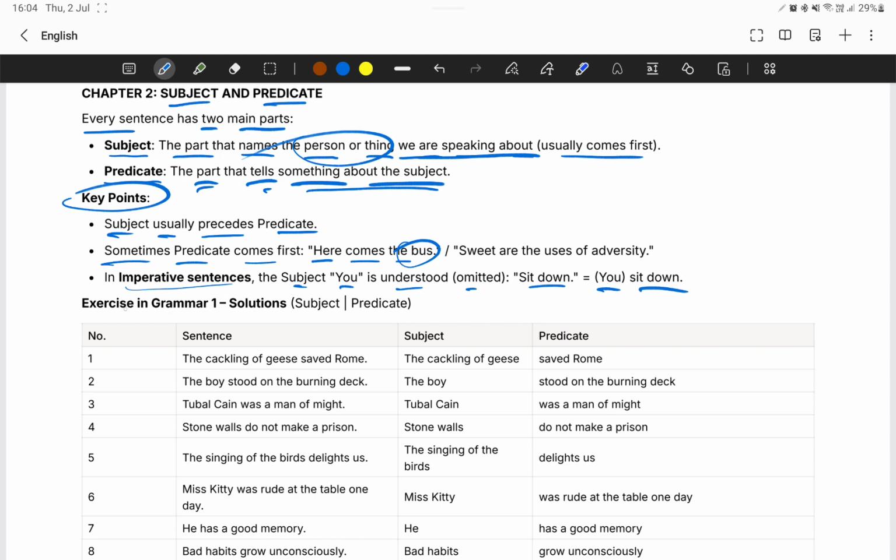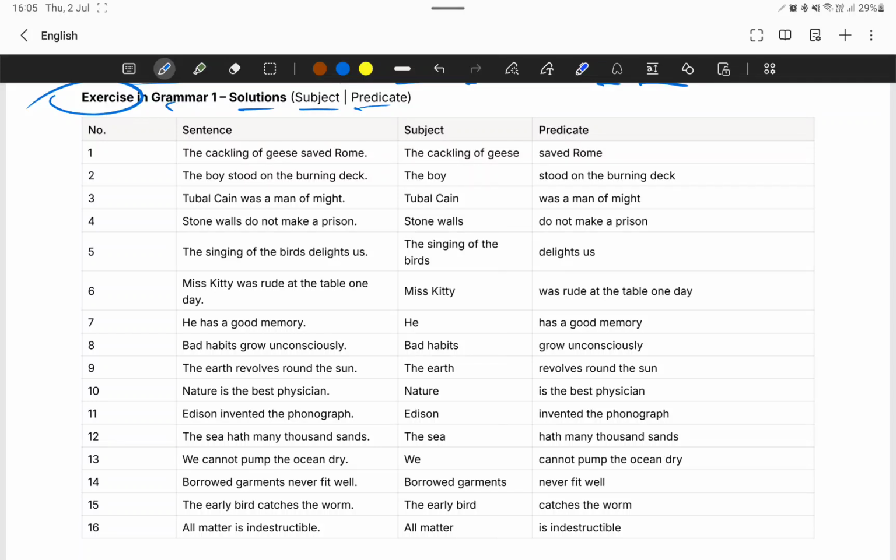Now we have some exercise in grammar one. As per that, the solution also, we have to differentiate, or I would say filter, what is subject and what is predicate. So now there are some sentences, and there is a subject and there's a predicate, and we are going to understand how it is subject and what is predicate.